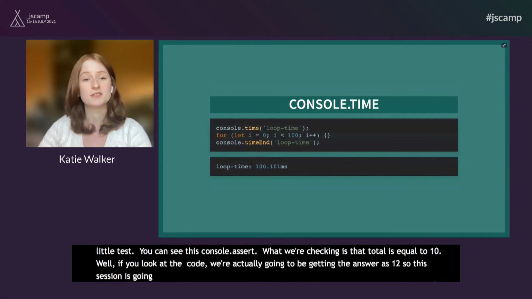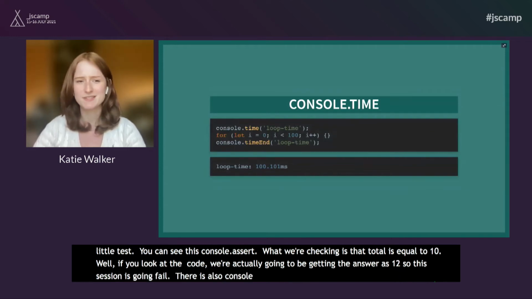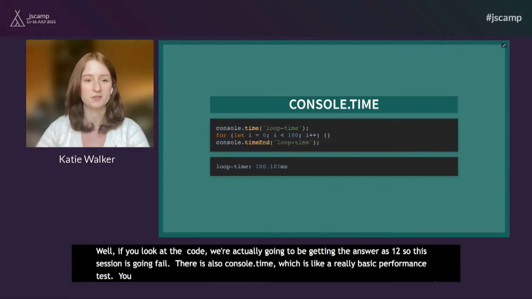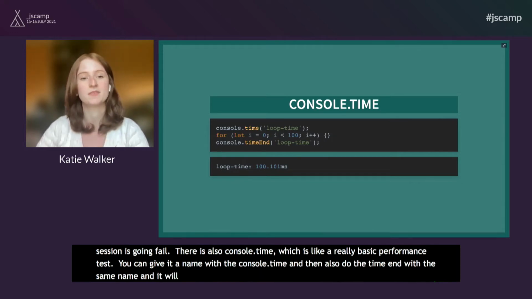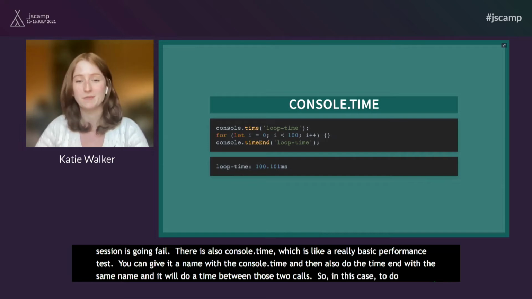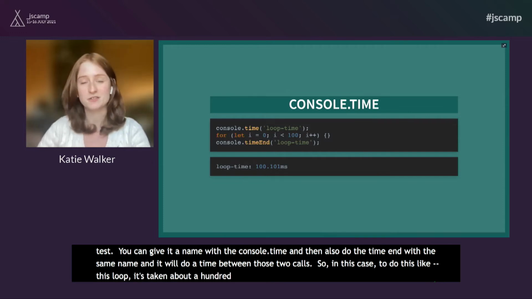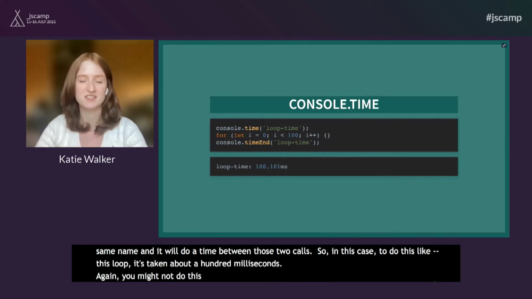There is also console.time, which is a really basic performance test. You can give it a name with console.time, and then also call time end with the same name, and it will measure the time between those two calls. So in this case, this loop has taken about 100 milliseconds. Again, you might not do this in a big application, but it's one of those things you can have to play around with.